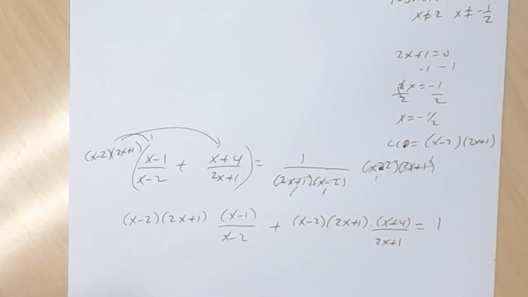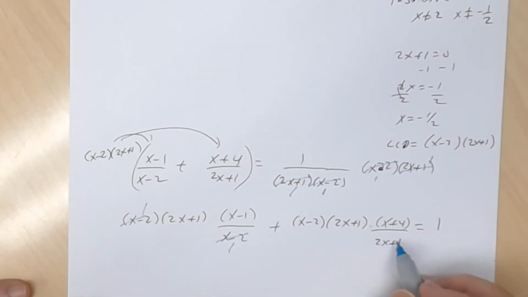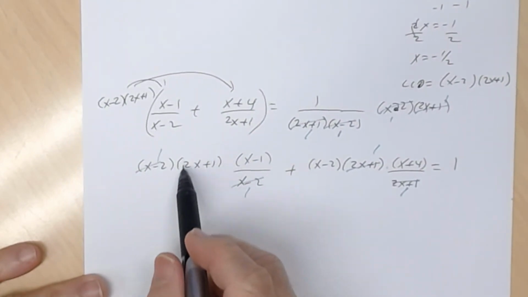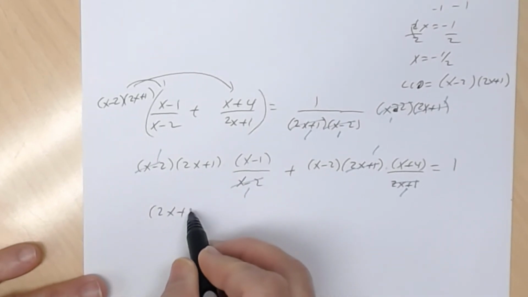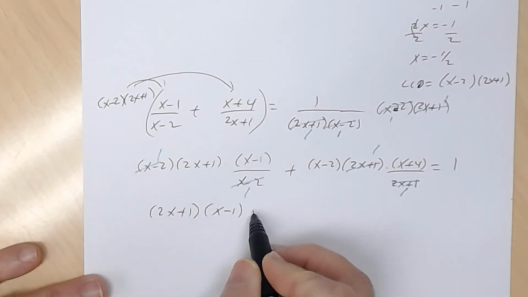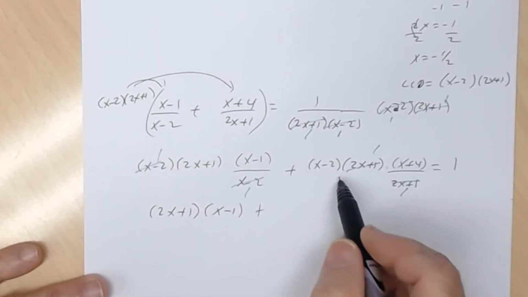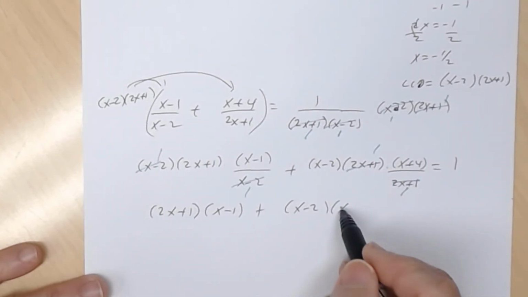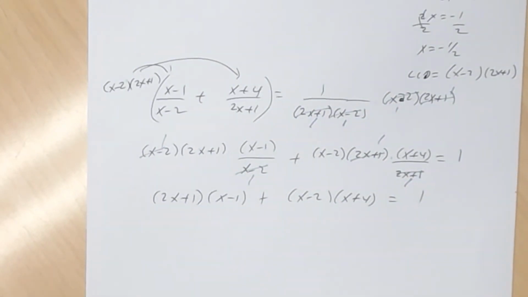Now let's go ahead and reduce this. So I have x minus 2 reduces to x minus 2. 2x plus 1 reduces into 2x plus 1. Okay? Now notice what you have though. I have 1 times 2x plus 1 times x minus 1 is 2x plus 1 times x minus 1. Okay? That is this. Plus, okay, over here I have x minus 2 times 1 times x plus 4. Just like this. Equal 1. All right, so that's where I'm at.